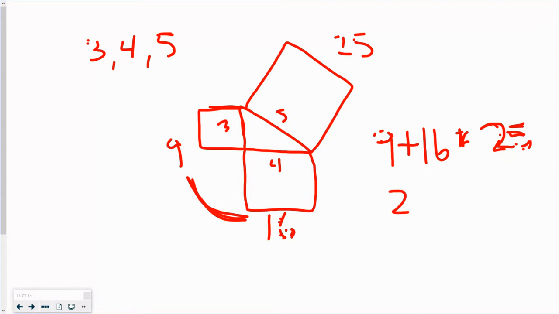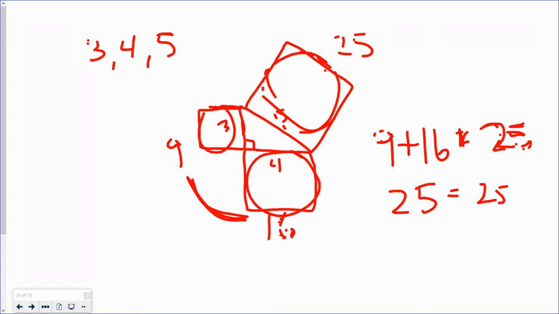Oh, well, 9 plus 16 is 25. These two are equal. That means this is a right triangle. So that's what it's talking about. It's talking about the area, okay? Once I determine if it's a triangle or not, then I look at the area of the sides to figure out what type of triangle it is, okay?